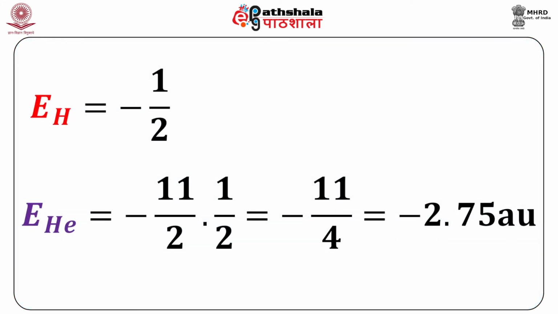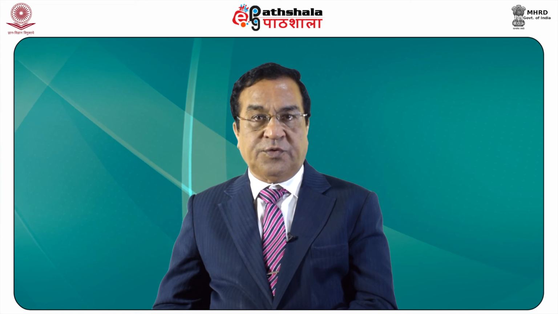If we substitute here the value of hydrogen atom energy, then the energy of helium atom in atomic units, as you can see here, energy of hydrogen atom in atomic units is minus half. Therefore, if we substitute that value here, the corresponding energy becomes equal to 2.75 AU. This is the energy of helium atom which we have obtained using the first order perturbation theory.